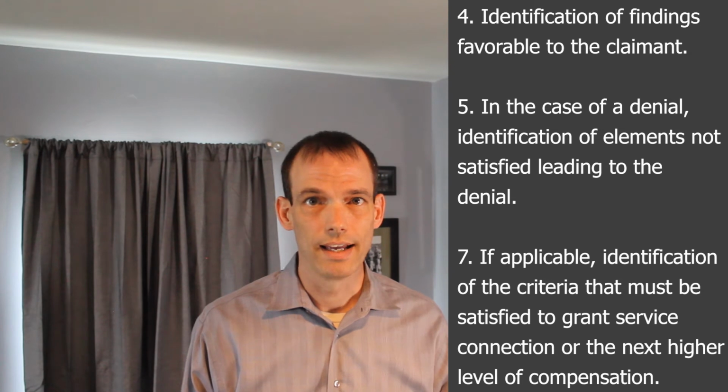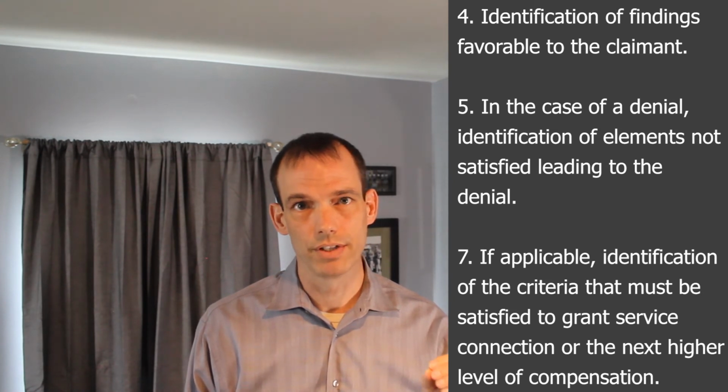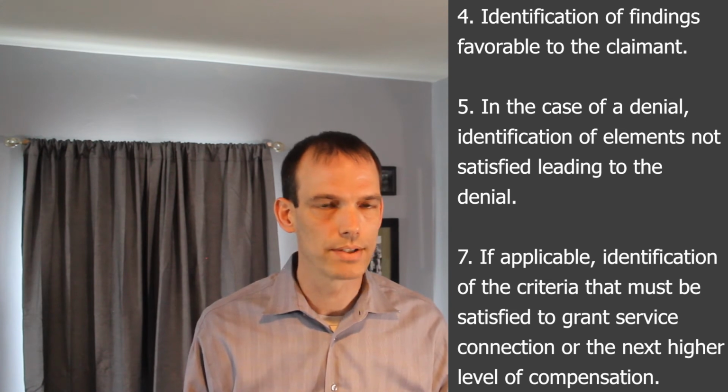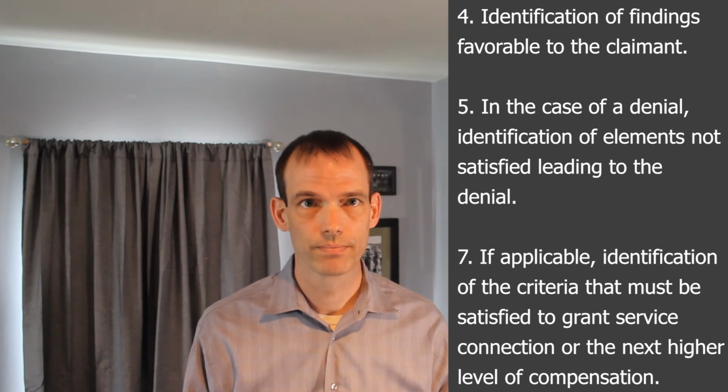Also under this heading, you'll find favorable findings, if the VA makes favorable findings. And again, this will be broken down by each claim or issue. And you'll also find an identification of the elements not satisfied, which led to the denial, the criteria you need to satisfy to be granted service connection, and the criteria that you need to satisfy for the next higher level of rating. Now, not all of those will apply to every decision or even in every claim or issue, so they won't all be present every time in every decision.